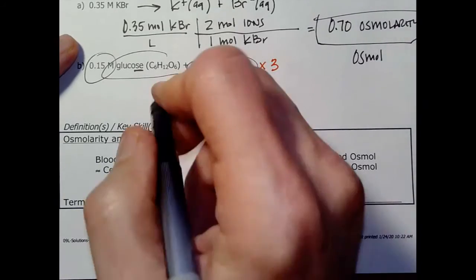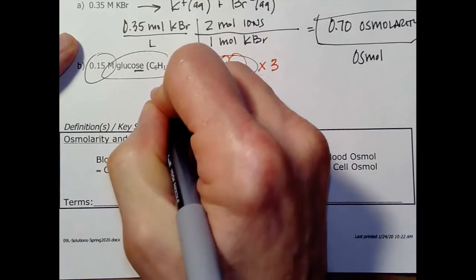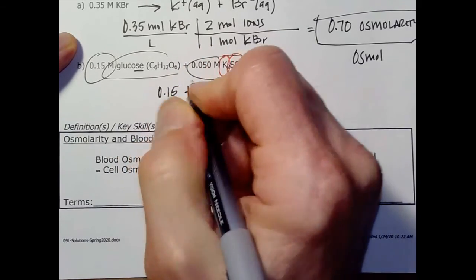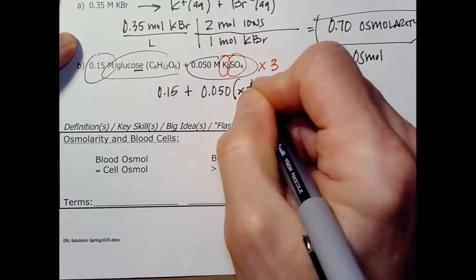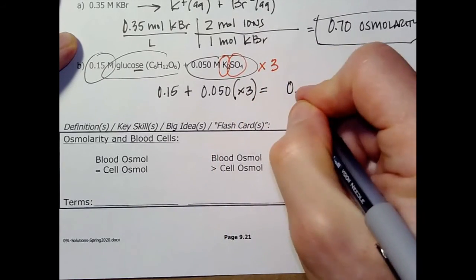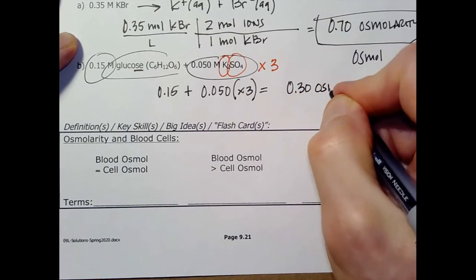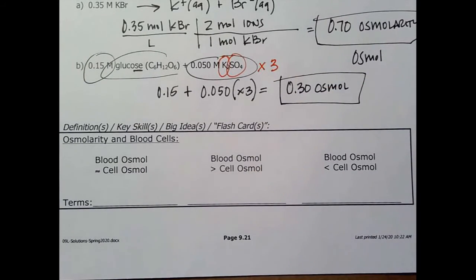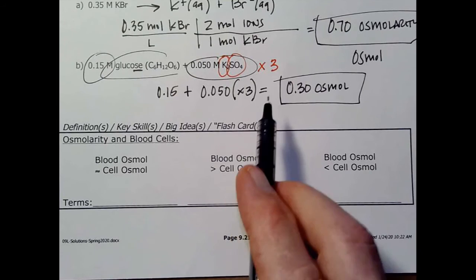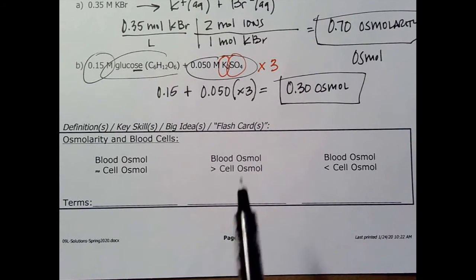So I could say, oh, my osmolarity is 0.15 plus 0.050 times 3 gives me 0.30 osmolarity. Again, if that doesn't make sense, stop. Think about that. How to get the 3? Why did I break that up? What did I need to know from chapter 3?